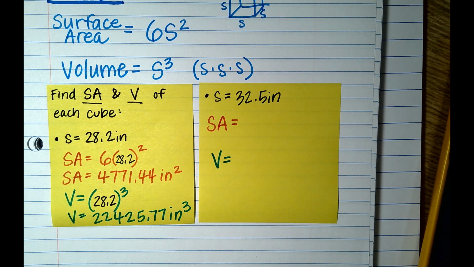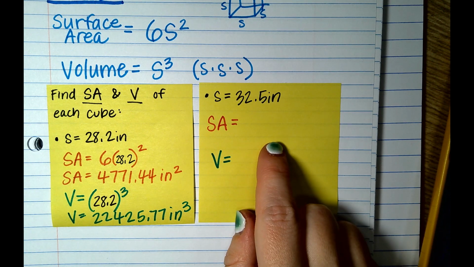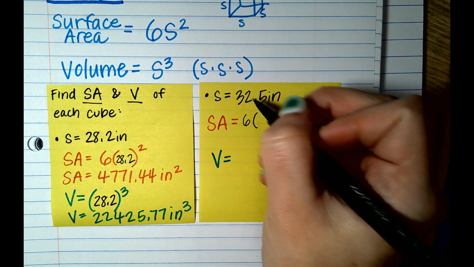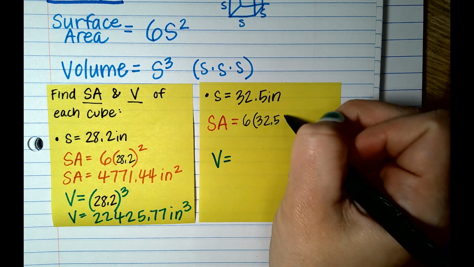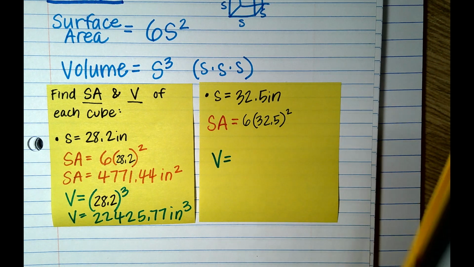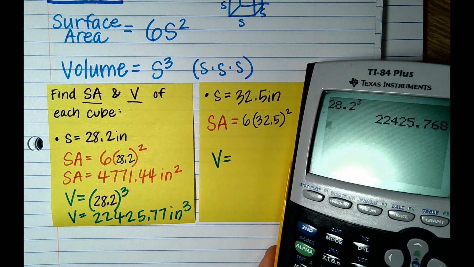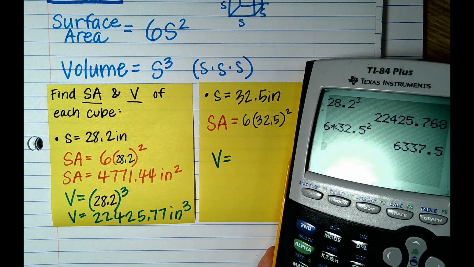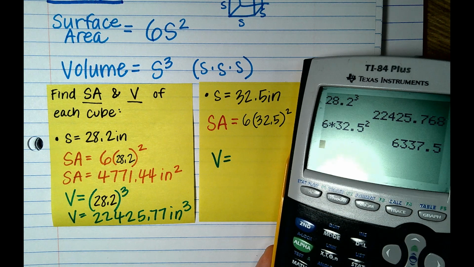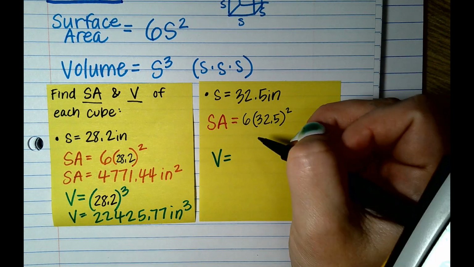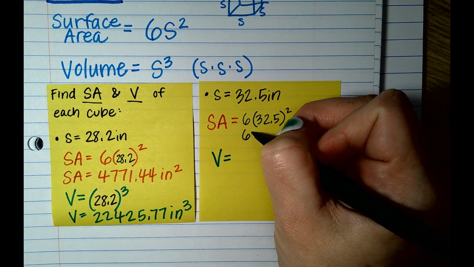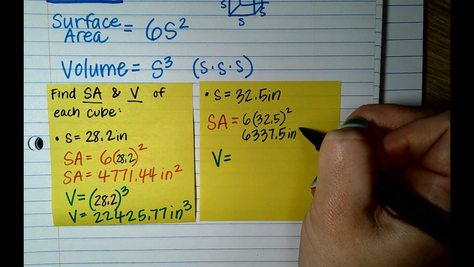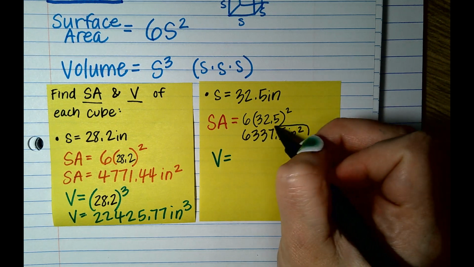Okay. What's the surface area? 32.5. So you take 6 times 32.5 squared. You get 6,337.5. Inches what? Squared. Good. Very good. That would be our surface area.